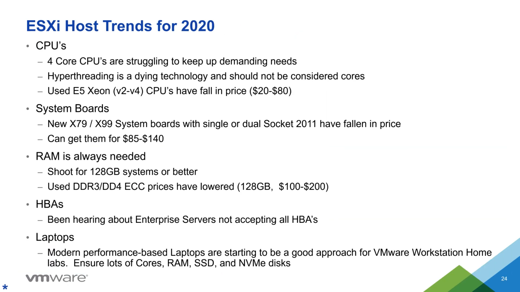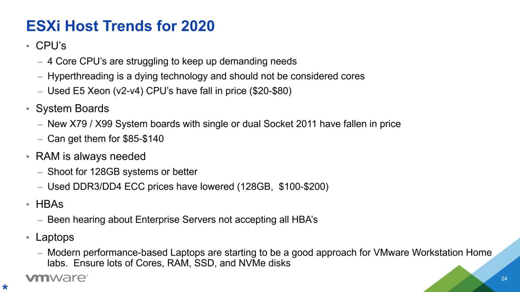All right, some trends I'm seeing for 2020 around hosts, okay? 4-core CPUs are really struggling to keep up with the demands, and we'll see that in the table coming up. Hyper-threading is a dying technology. My opinion, it shouldn't be considered as cores for home labs. Really. And then also, the older E5 Xeons have completely plummeted in price, so they're a great value. You can get E5 Xeons, V2 through V4, for $20 to $80 a piece, and you get a lot of cores going, right?